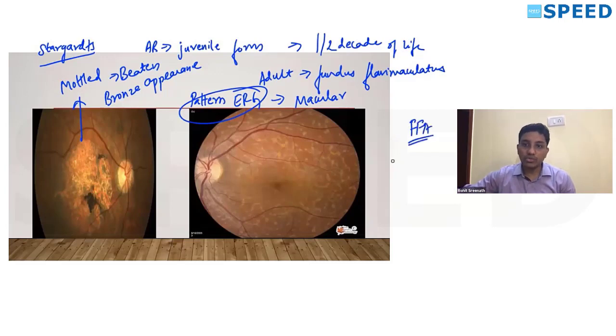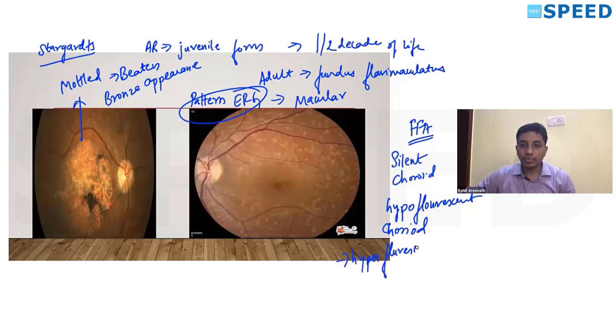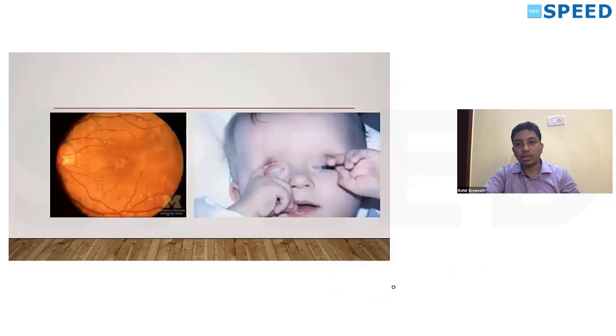The FFA finding typically shows the presence of a silent choroid. What is silent choroid? Silent choroid is because of the hypofluorescent choroid against the backdrop of a hyperfluorescent maculopathy. Again, the hyperfluorescent maculopathy occurs because of the deposition of lipofuscin. There is deposition of lipofuscin in the macula in Stargardt's disease. Remember, pattern ERG is diagnostic of Stargardt's disease.